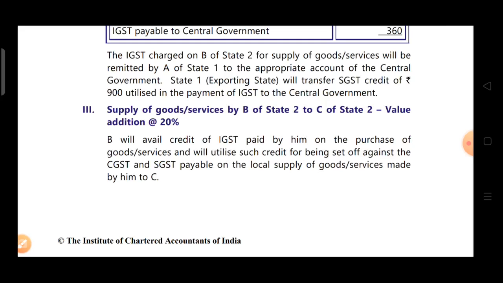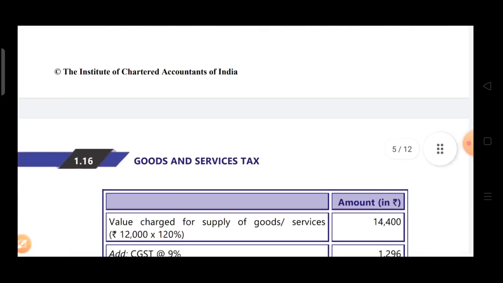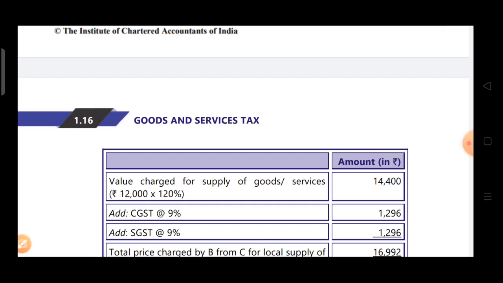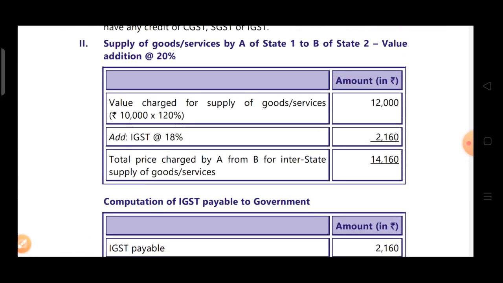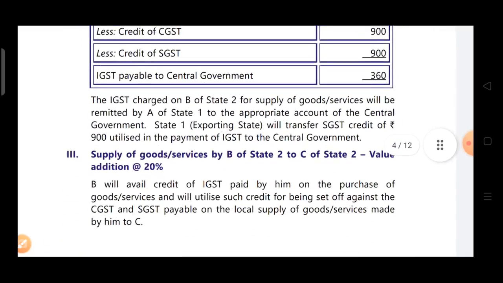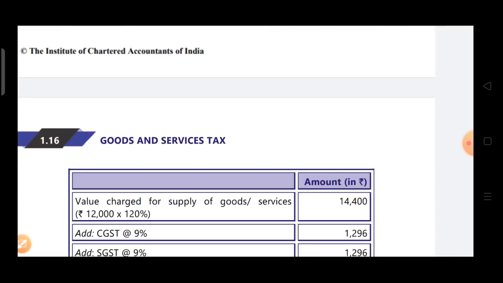Now what they have written: B will avail credit of IGST paid by him on the purchase of goods or services and will utilize such credit for being set off against CGST and SGST payable on local supply of goods or services made by him to C. Obviously in this case the input tax of B is the IGST 2160. Now see how he will utilize that ITC. The earlier value was 12,000, that is 10,000 into 120%. So in the third case, the supply value becomes 12,000 into 120%, that comes to 14,400.